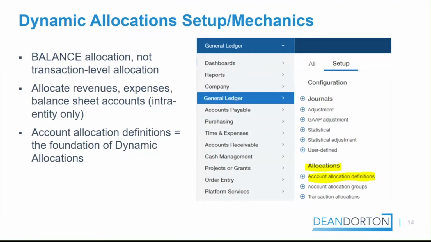Also keep in mind, as I said, account allocation definitions are the foundation of dynamic allocations. So when you subscribe to dynamic allocations, you're going to see that your general ledger setup menu suddenly has a few more options, and those options are going to be in the allocation section. You're going to see the ability to create account allocation definitions and to create account allocation groups, and the one at the bottom has always been there. If you are not using dynamic allocations today, then you only see transaction allocations. When you turn dynamic allocations on and you have the appropriate permissions, you gain the ability to use and maintain account allocation definitions and account allocation groups.